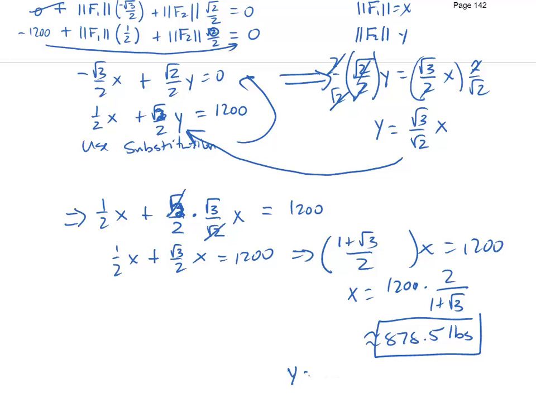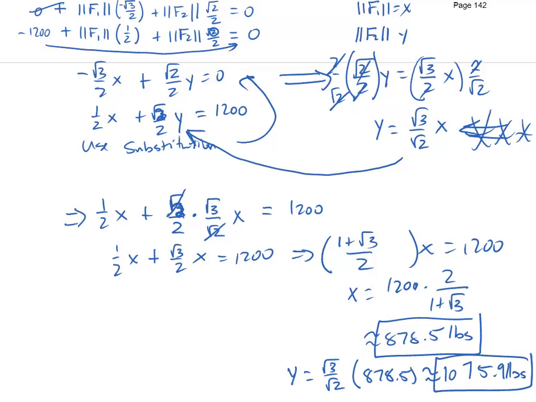And to get y, I'll simply do this formula right here, which says I can take the square root of 3 over the square root of 2 times x, which is 878.5, or approximately 1,075.9 pounds.